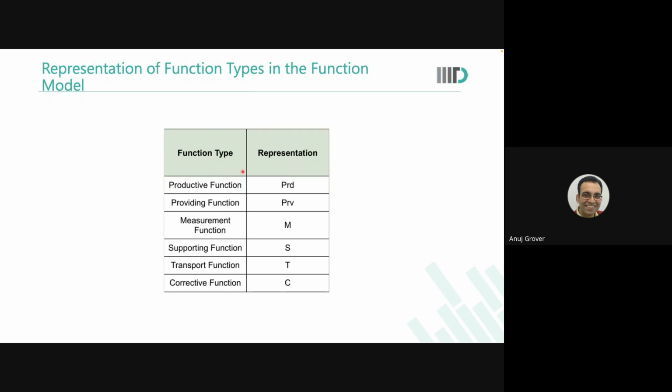We can use these codes: productive PRD, providing PRV, then measurement M, supporting S, transport T, and corrective C. This is a legend that you can use. You may decide to use a different legend, but we will use this legend to create or show the function model of the RBM process. Is that okay?